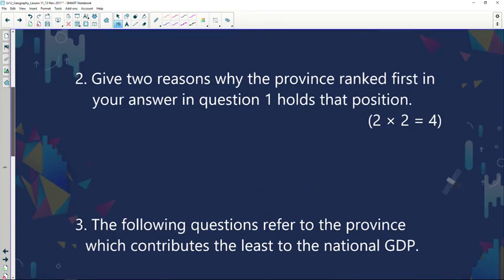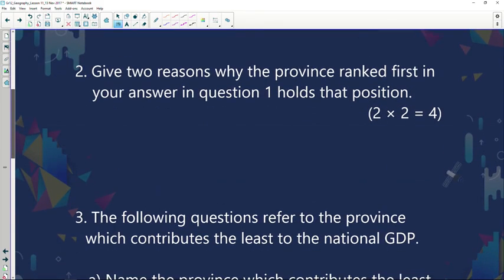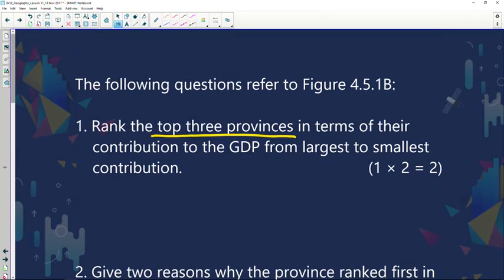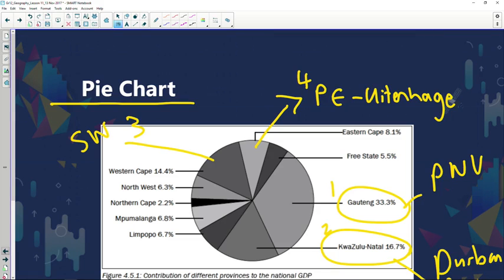Okay, give 2 reasons why the province ranked first in your answer in question 1 holds that position. Now, we discussed it previously, it's because Gauteng has the most industries. We looked at the PWV, if you look at Gauteng, PWV, it's got the most industries, it's got many unskilled and skilled labor force, a lot of transport routes connected over there, and many private investors situated in Gauteng. And believe it or not, even though Gauteng is the smallest province, it's got the biggest population in Southern Africa.